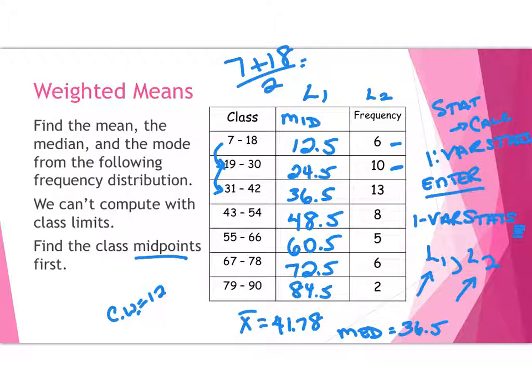My mode is the number that occurs the most often. Well, if these are the frequencies, I've got essentially 6 12.5s, 10 24.5s. So the thing that I have the most of is I've got 13 36.5s. So the mode is 36.5.